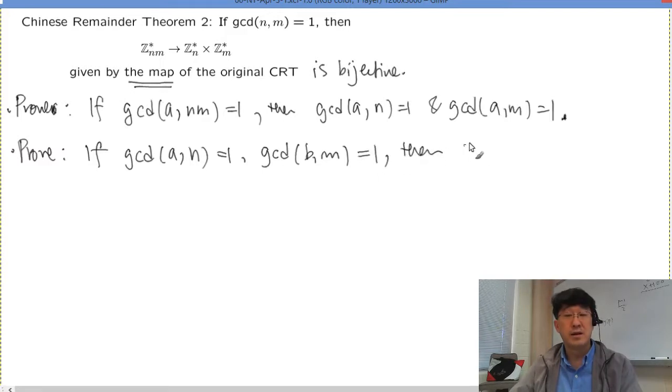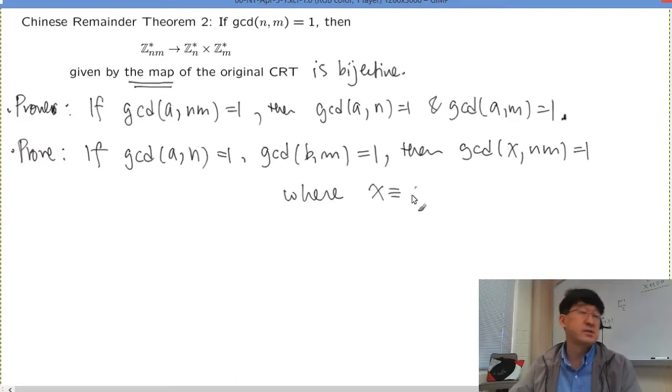Then GCD of x and n times m is 1, that is, x is relatively prime to n and m, where x is the solution to the Chinese remainder theorem problem. It reduces to a mod n, and x reduces to b mod m.